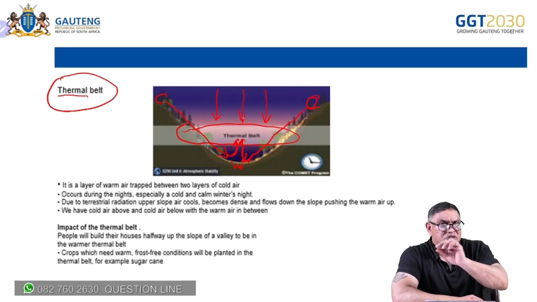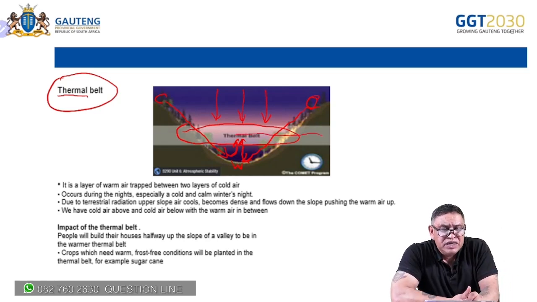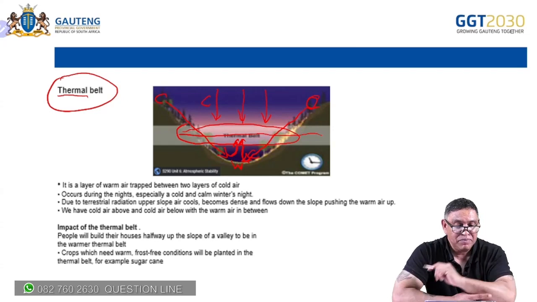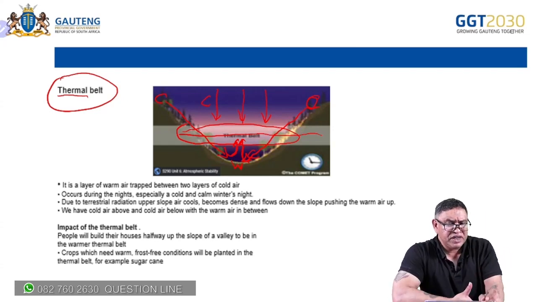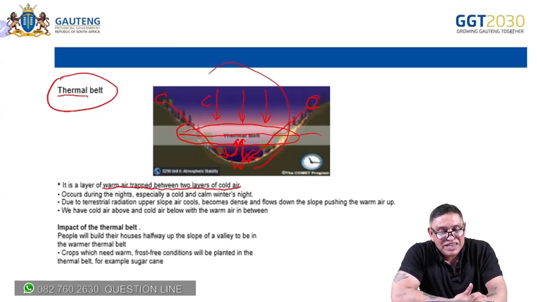And what happens to this layer of warm air? It gets trapped between these two layers of colder air here. And that is your thermal belt. Let's look at the definition of it. A layer of warm air trapped between two layers of cold air. Okay, your thermal belt. There it is illustrated down here.